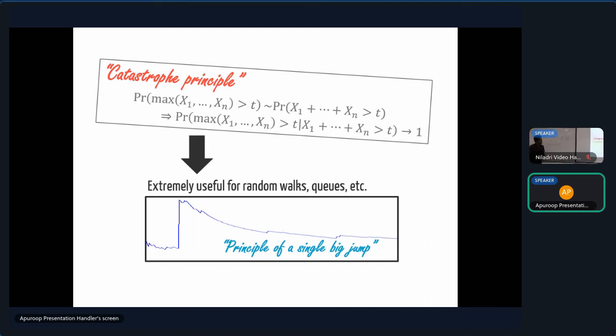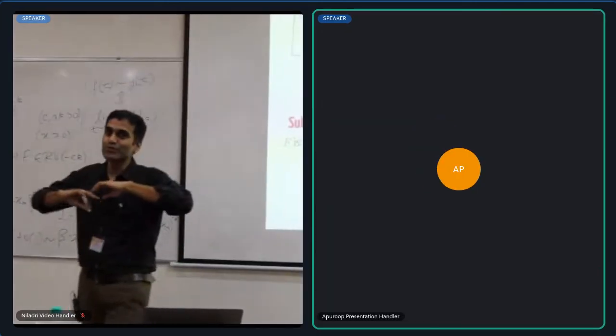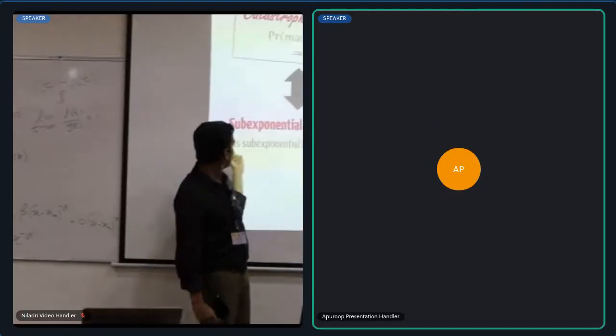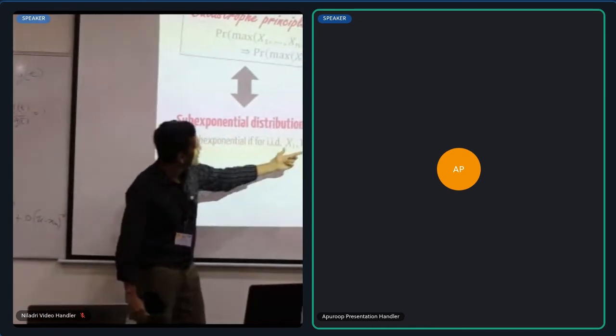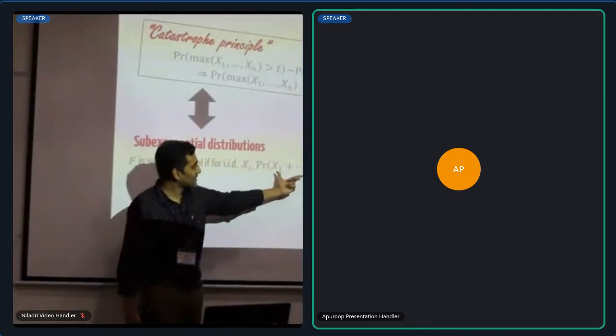This class of sub-exponential distributions: f is sub-exponential. Now here I need f to be non-negative. There is a way of generalizing sub-exponentials to real-valued distributions, which I'm not going to get into. But a non-negative f is said to be sub-exponential if, for IID Xi having distribution f, the probability that the sum is greater than t is asymptotically n times the probability that one Xi is greater than t.